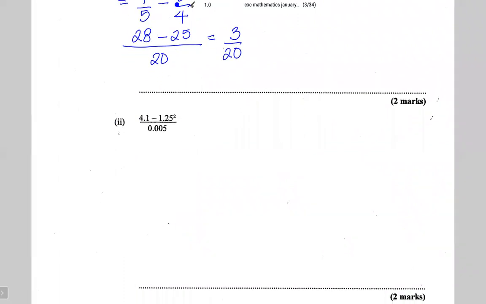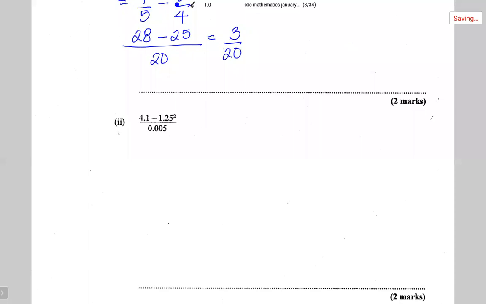All right. Now this says 4.1 minus 1.25 squared, divided by 0.005. So what we're doing here is a division. Division is a binary operation. When you're dividing, you divide two numbers at a time. So in order for me to solve this, the first thing I need to do is work out the numerator. And when I have one number for the numerator and one number in the denominator, I simply divide the numerator by the denominator.